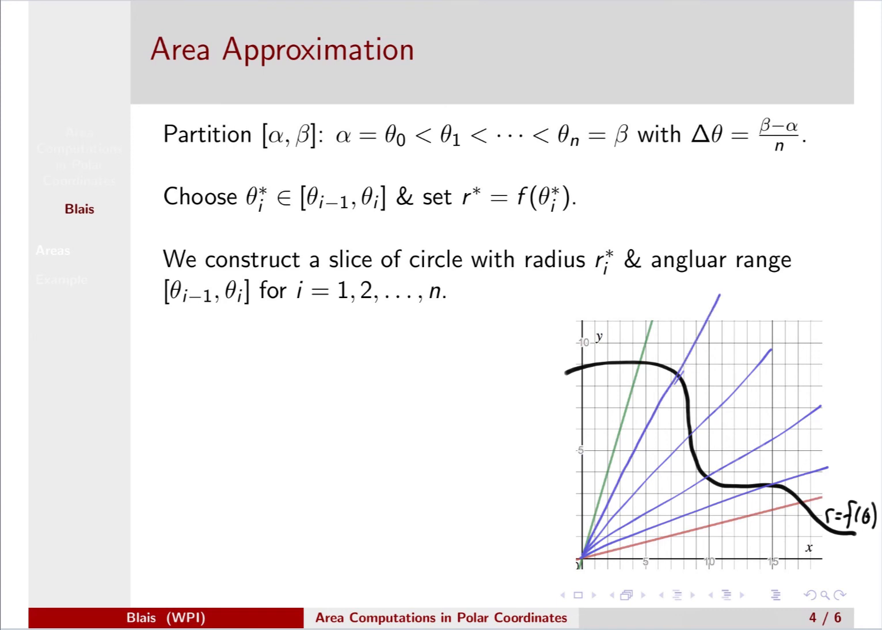And we still have our theta equals alpha and theta equals beta radial lines. And now we are going to approximate on each of these subintervals, in the way we just did. We're going to approximate the areas that we seek using these slices from circles. So we will have this slice from a circle to approximate the area we seek on each of these subintervals.